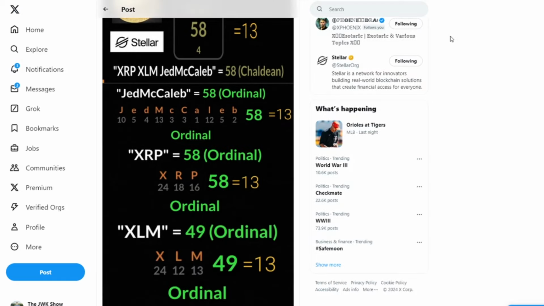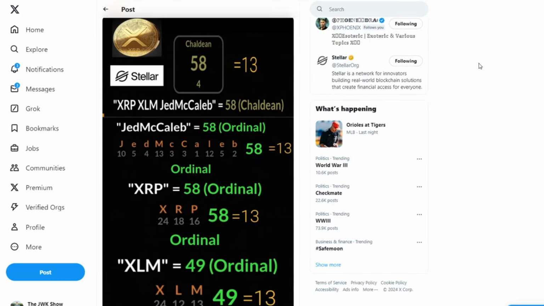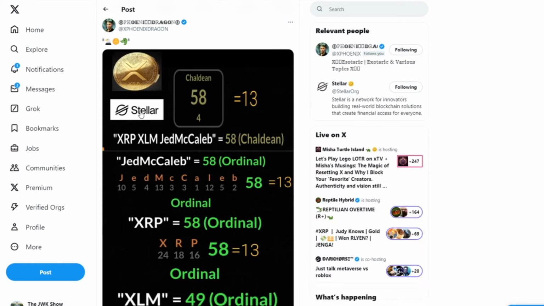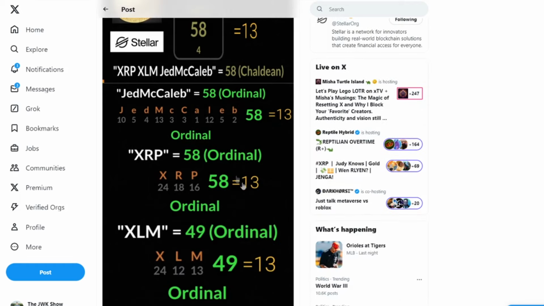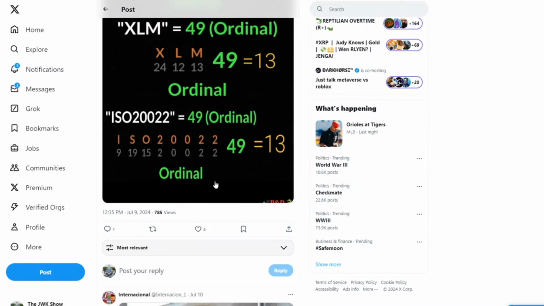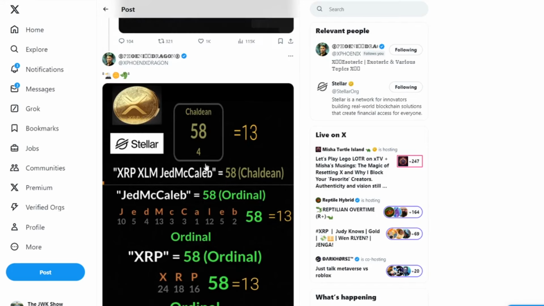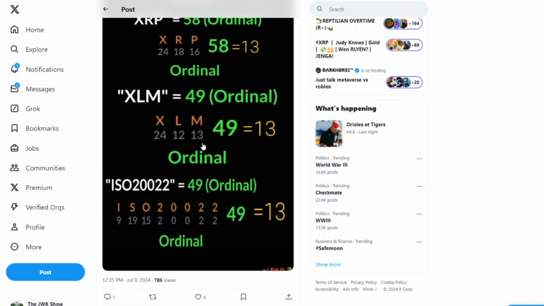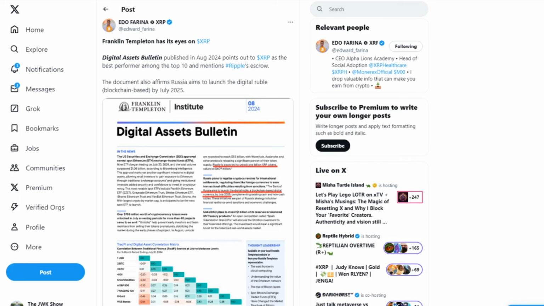And even Gematria matches up XRP and XLM. Jed McCaleb, who is the founder of Stellar, is 58. XRP is also 58. XLM is 49, and ISO 20022 is also 49. And all these equal to 13. So XRP, XLM, Jed McCaleb, ISO 20022, all of them are connected to each other.